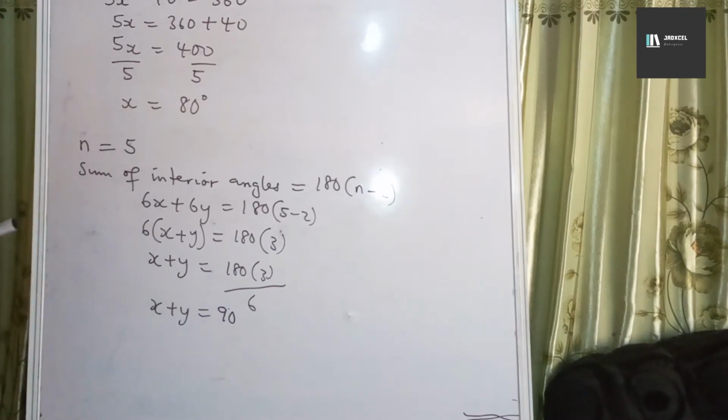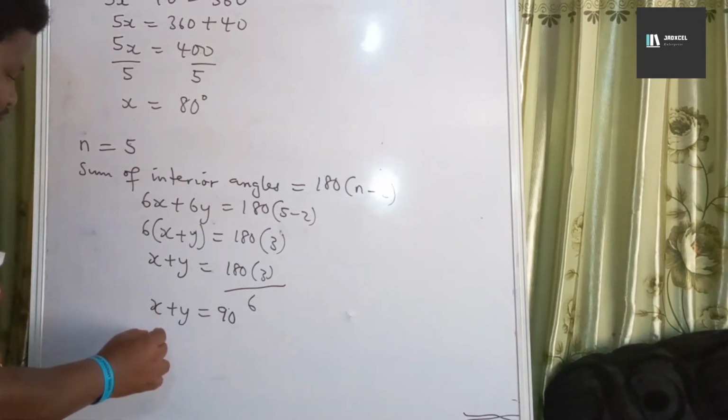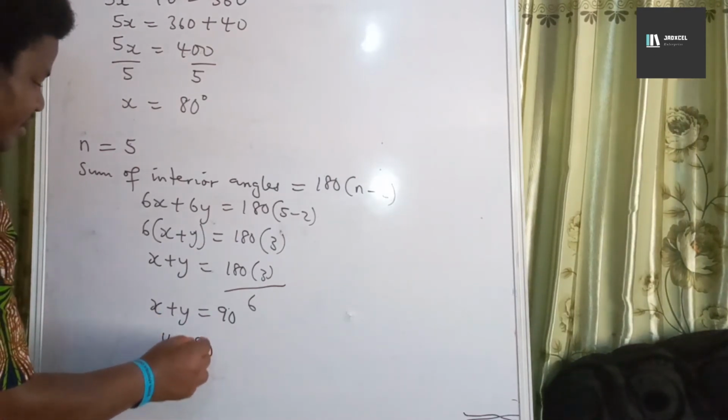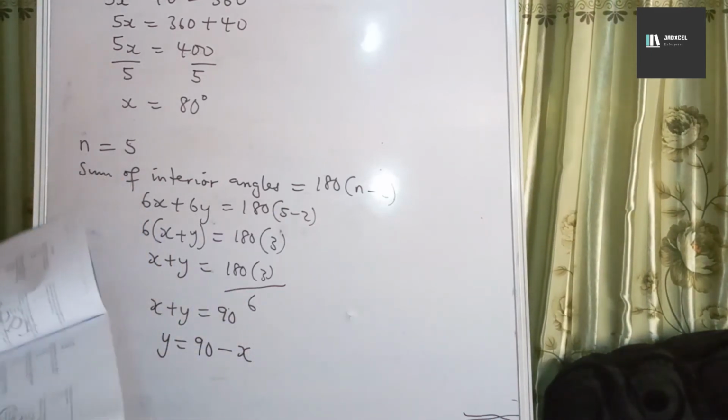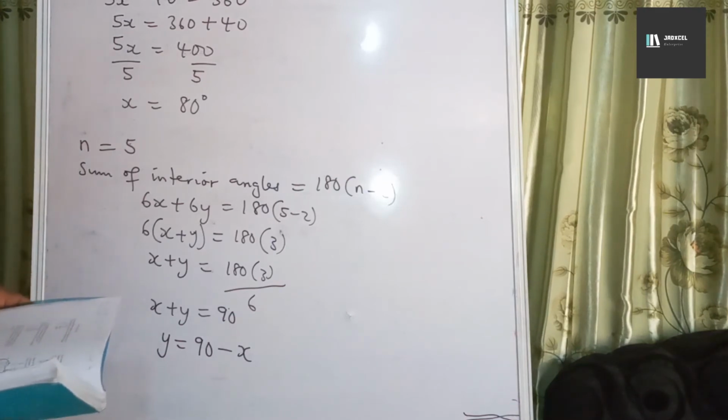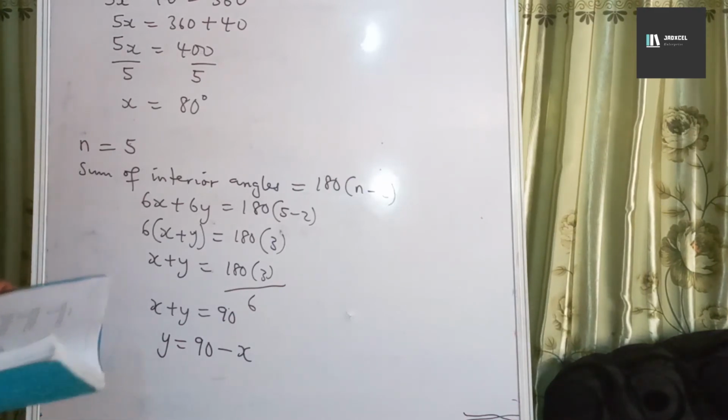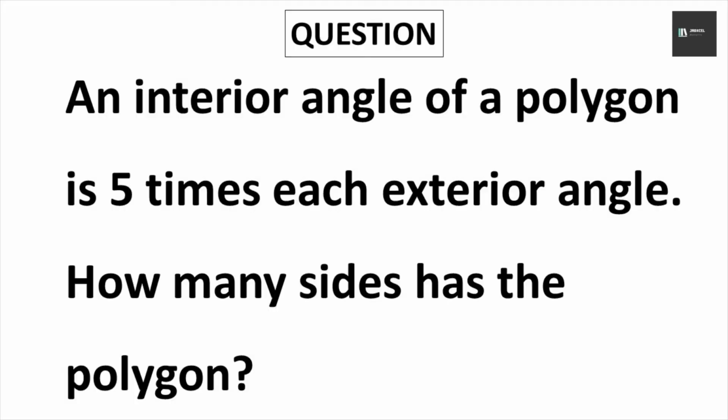So the real question is, find y in terms of x, meaning that we should make y the subject of the formula. So we can say y equals 90 minus x. I hope we are getting this one after the other. I want to take the last example for this topic. And the example reads, one interior angle of a polygon is 5 times each exterior angle. So let us give an expression for that.